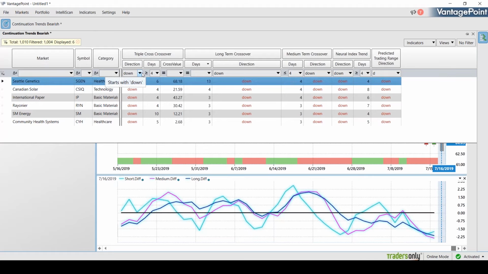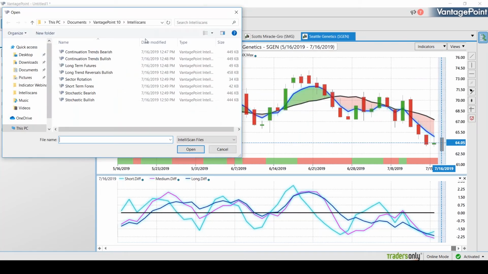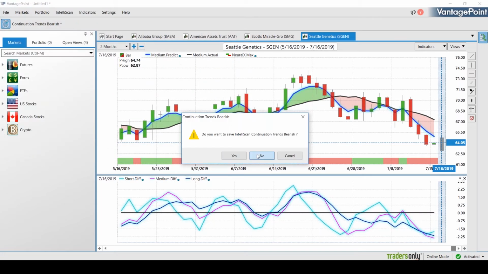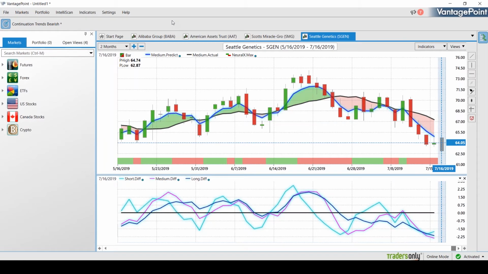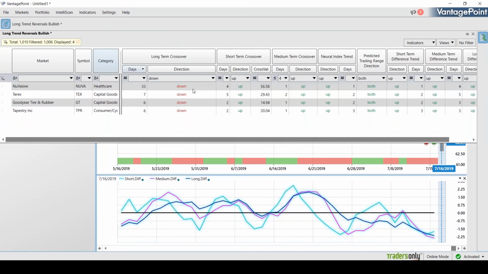Now, let's look at something that's more of a longer term reversal. So what I'm going to do is I'm going to open up now the long trend reversal bullish scan. Let's go ahead and open up this one, and let's see what VantagePoint is able to find for us. I'm loving this so far. We're finding some fantastic opportunities here, and notice we haven't even spent a whole lot of time doing this. Once these scans are set up, everything else just falls into place.